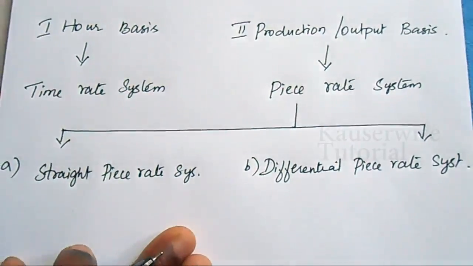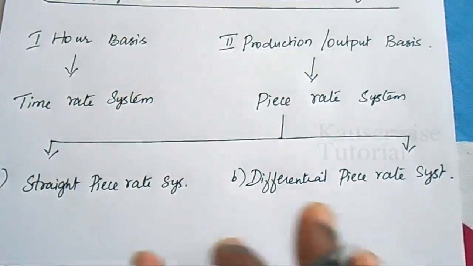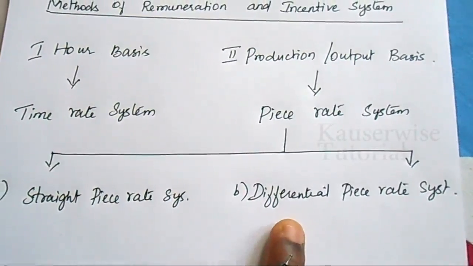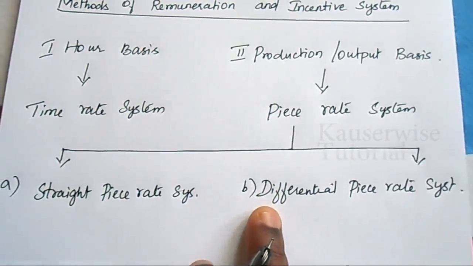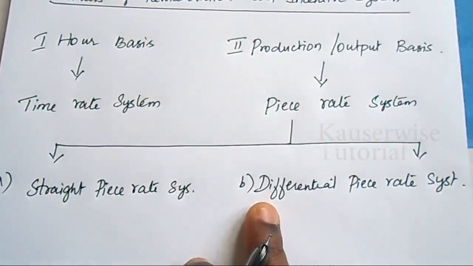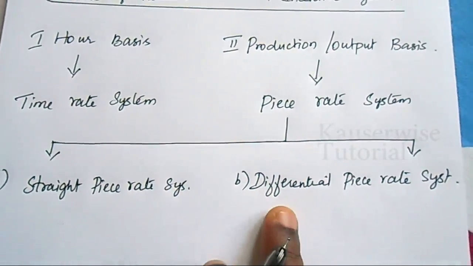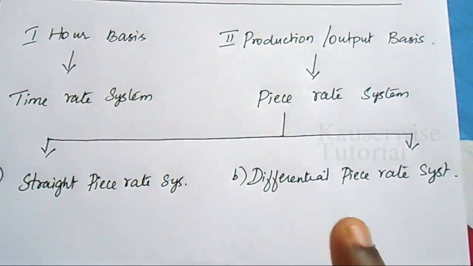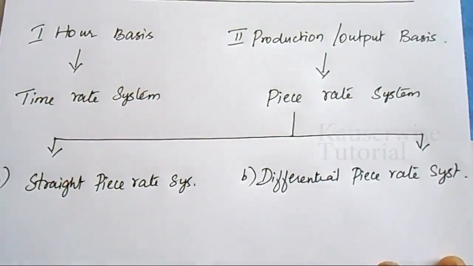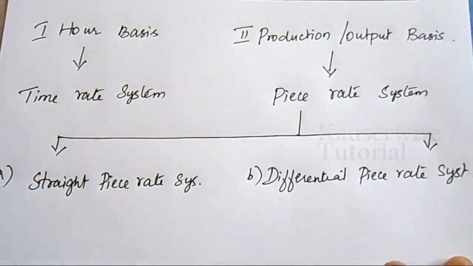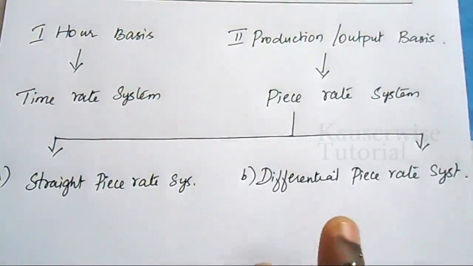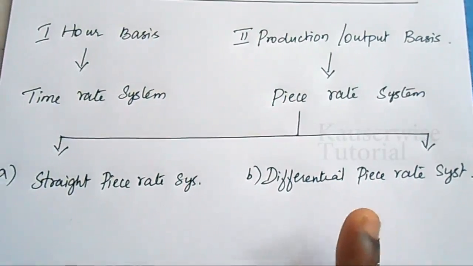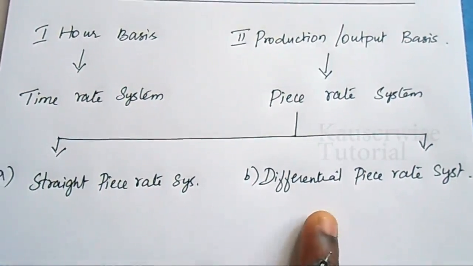This type of calculation is called the straight piece rate system, and the differential piece rate system is totally different. Differential piece rate system means there will be no fixed rate for any employee. They'll have a different rate for each and every employee based on performance or efficiency. So they need to observe and find the level of performance, and based on the level of performance, they'll calculate the piece rate. There will be no fixed piece rate.